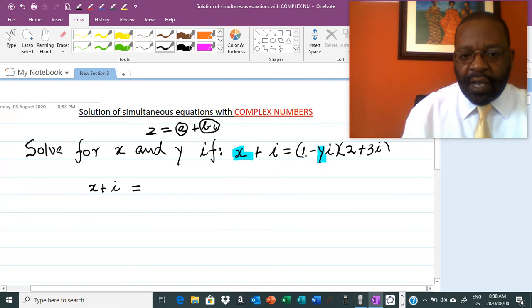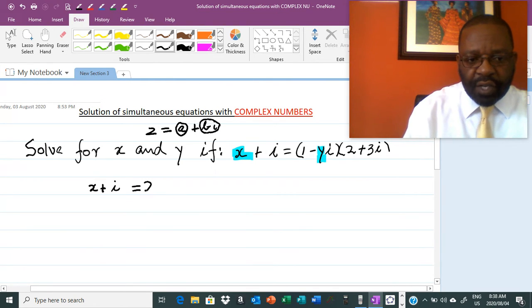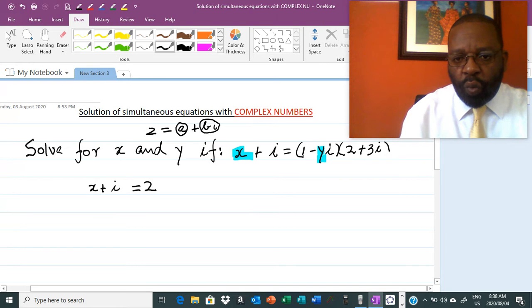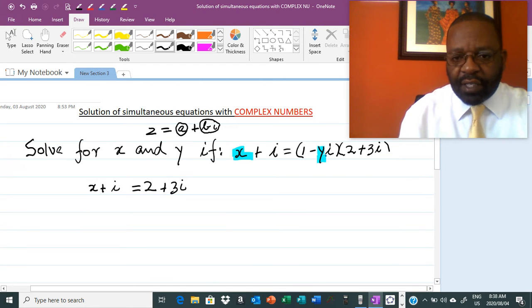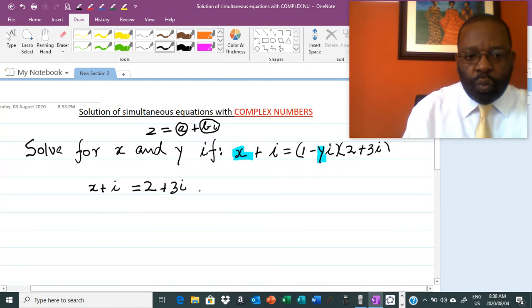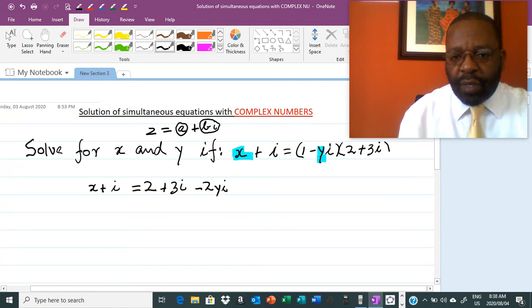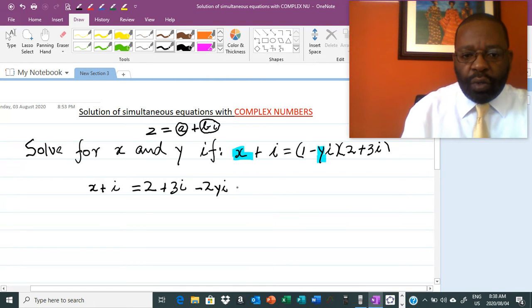And the right hand side, we will use FOIL to remove the brackets. So we'll go 1 multiplied by 2, which gives us 2. After that, we'll go 1 multiplied by 3i, it gives us 3i. Then after that, we multiply negative yi by 2, we will get negative 2yi. After that, we multiply negative yi by 3i, and we'll get negative 3yi squared.